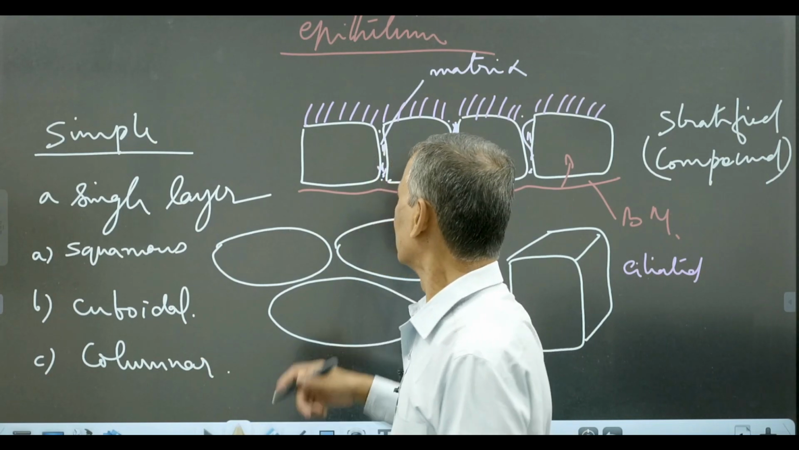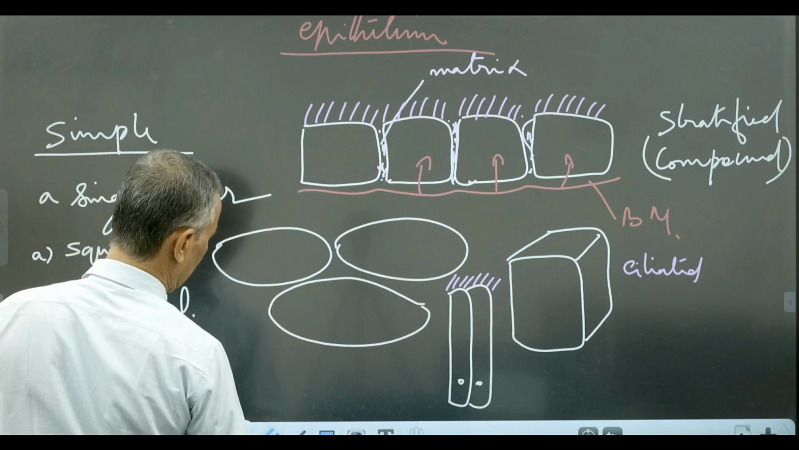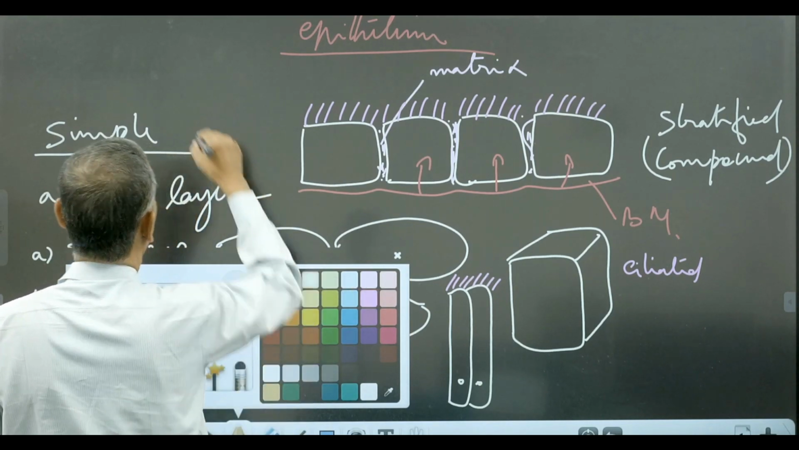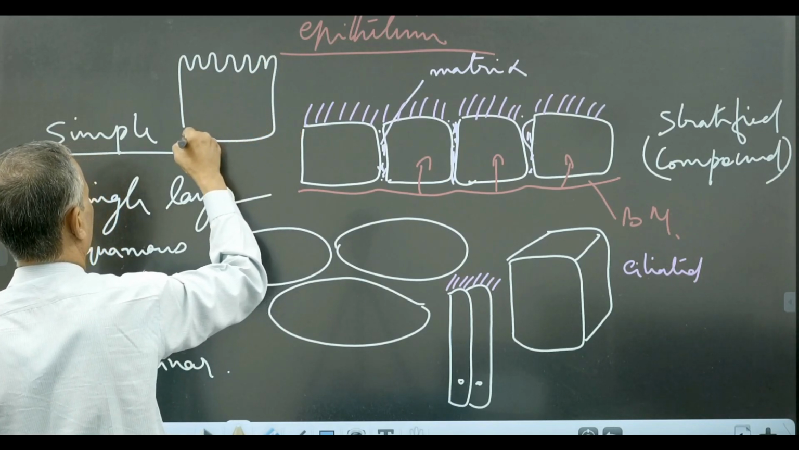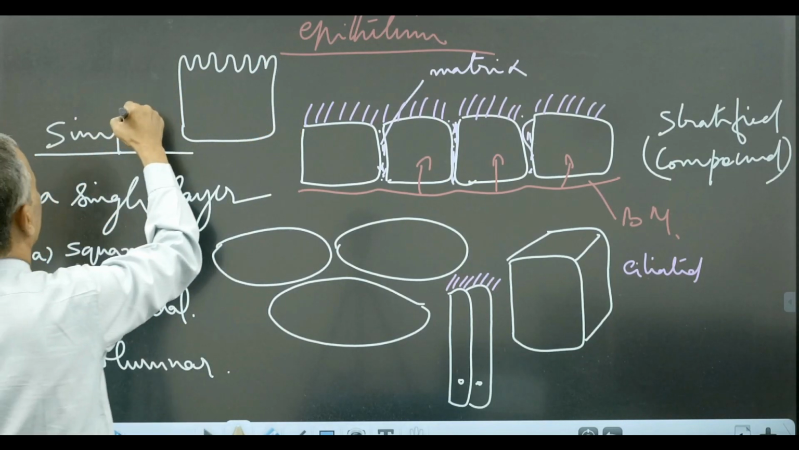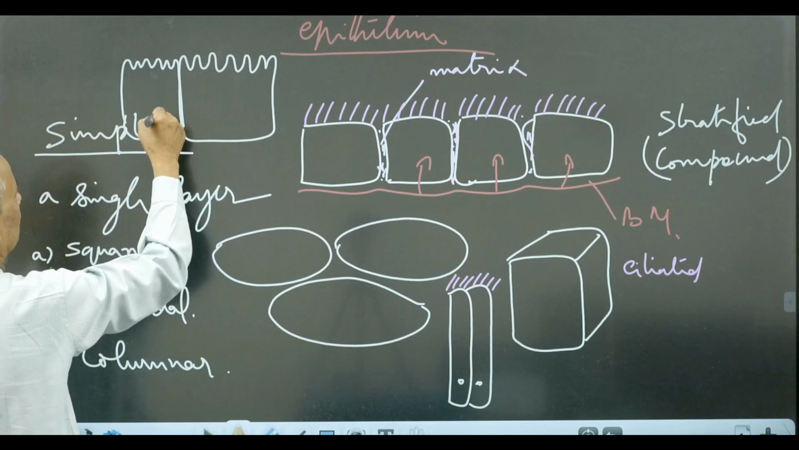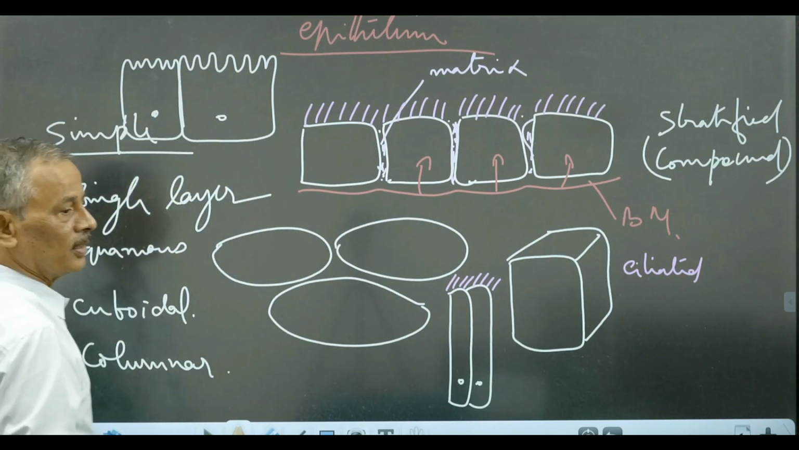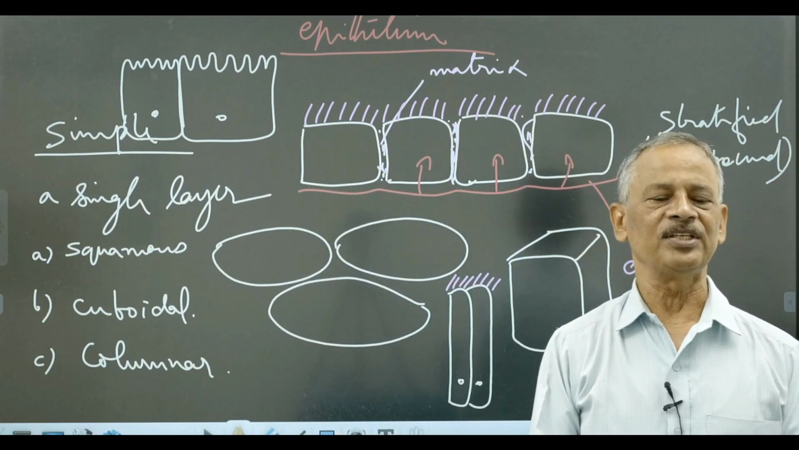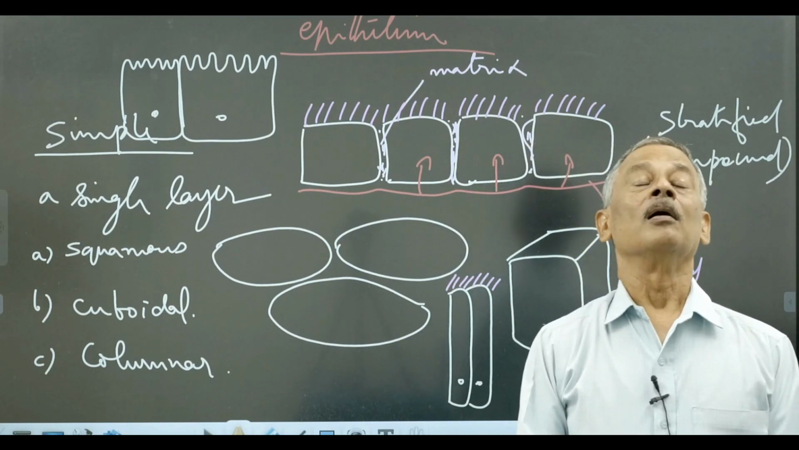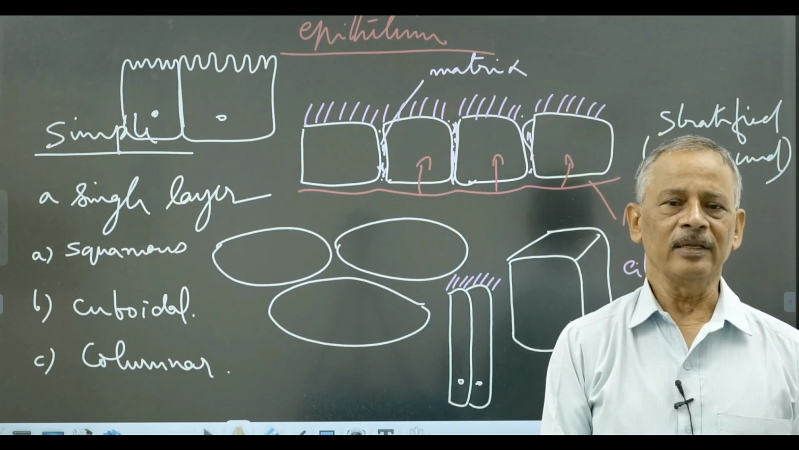Instead, sometimes the free surface may be having small villi-like structures. Small villus-like structures. Villi, plural. See, these cells on their free surface will be having a number of finger-like projections. So that will give the appearance of a brush. And since they are lining some cavities, they will be called brush-bordered epithelium. Microvilli are providing a brush-bordered epithelium.